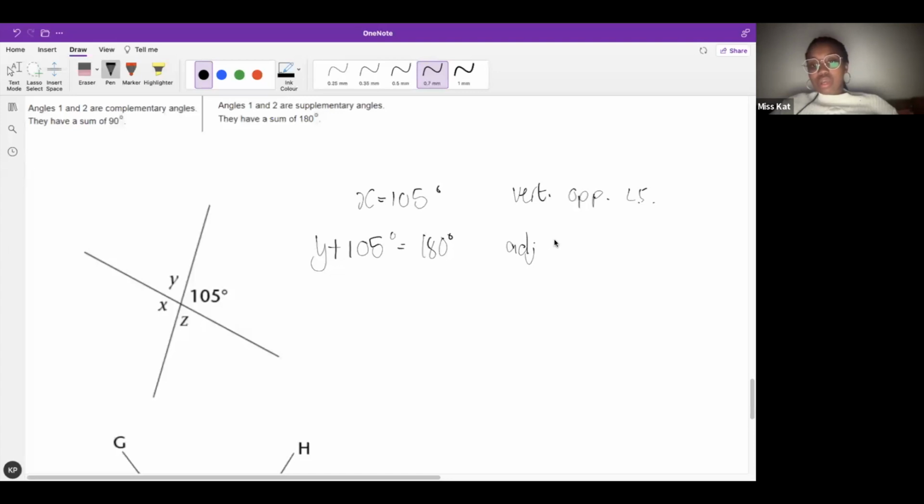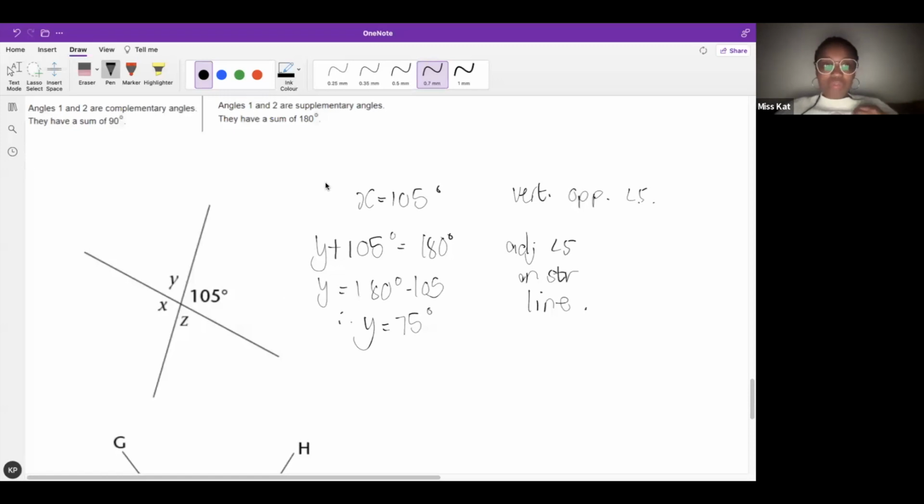Adjacent angles on a straight line. I'm about to kick some of you out if you keep misbehaving. Adjacent angles on a straight line. And then you say y equals 180 minus 105. Therefore, y is 75. So these are the steps we expect, guys. Something can't be worth 4 marks, and then you just write a little bit. So you get one for your statement, your reason, and maybe the last one. We expect to see more than just the answer.